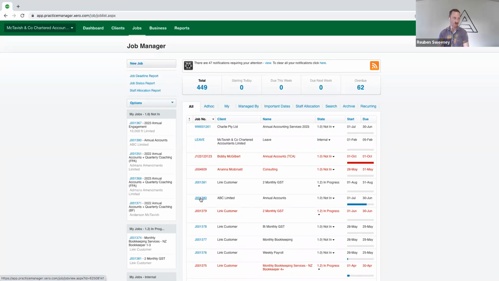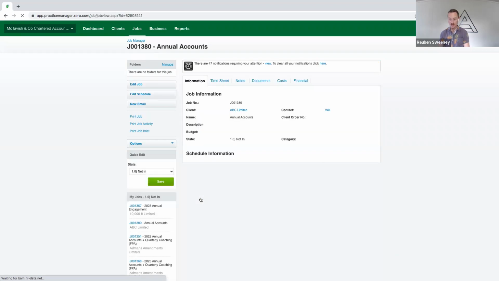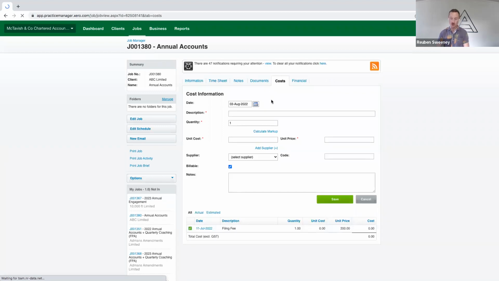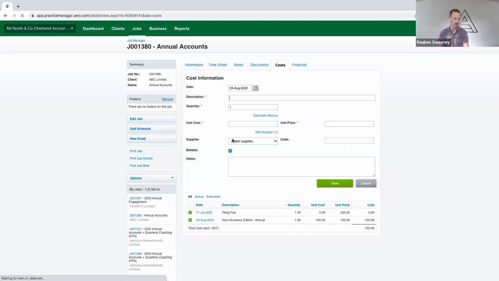The easiest way to do that, if you click into any job, is when we're setting up that job and our costs tab. This could be coming from Practice Ignition, but I'll just show you the XPM method. I've got a filing fee in there, that's right. We'll put in Xero Subscription, Business Edition Annual. I'm just going to put in one annual fee, and I'm going to click Save. So there's two values in there, actually. I should go back.